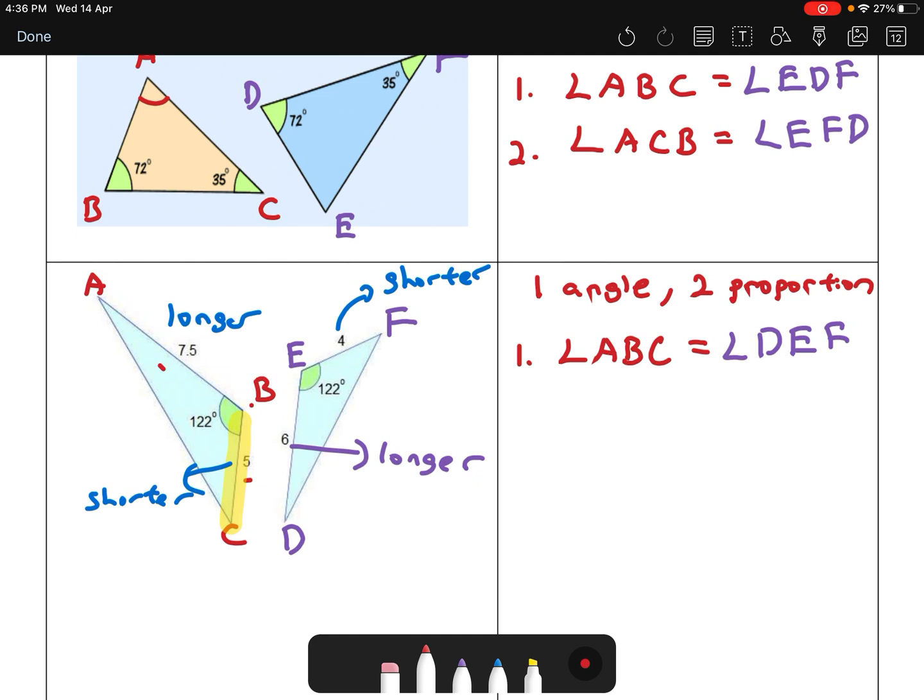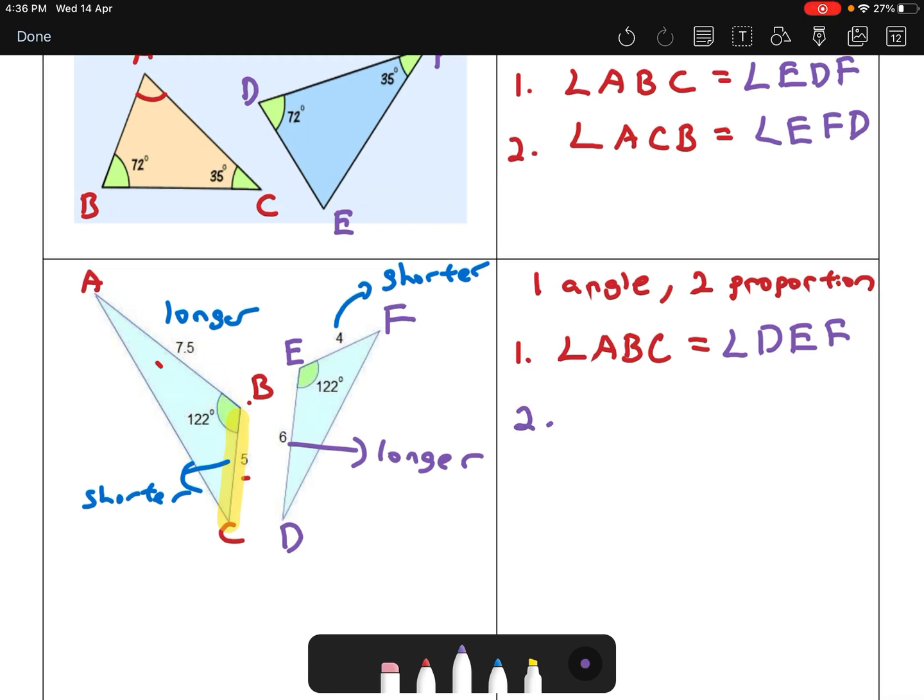One more thing is that when I use the longer, I use the ratio of the shorter and the shorter of both triangles. The ratio must be the same. Let's see what I mean.